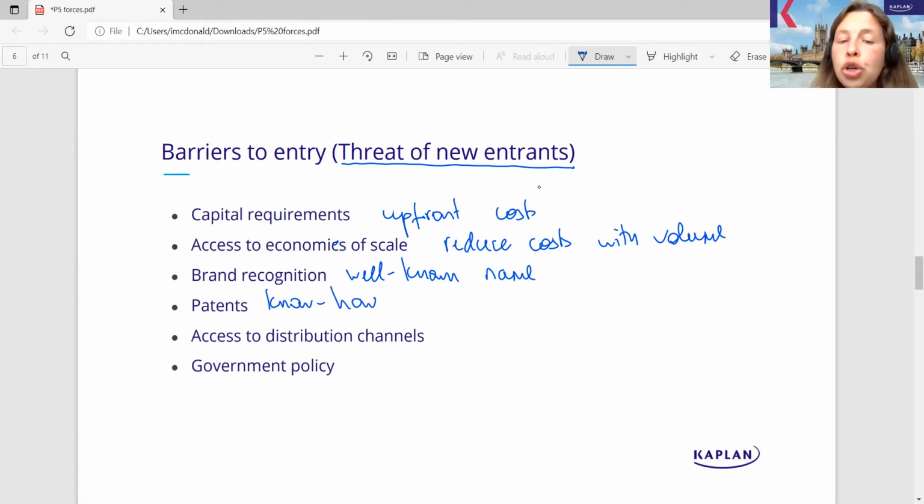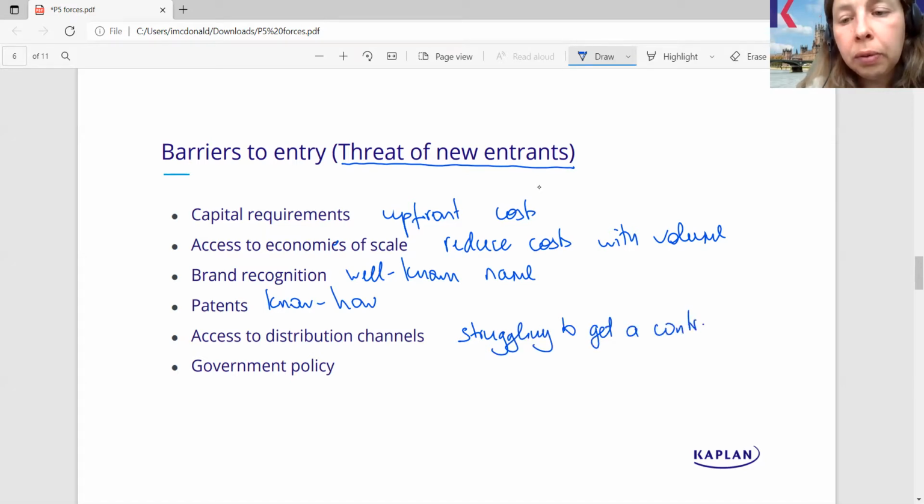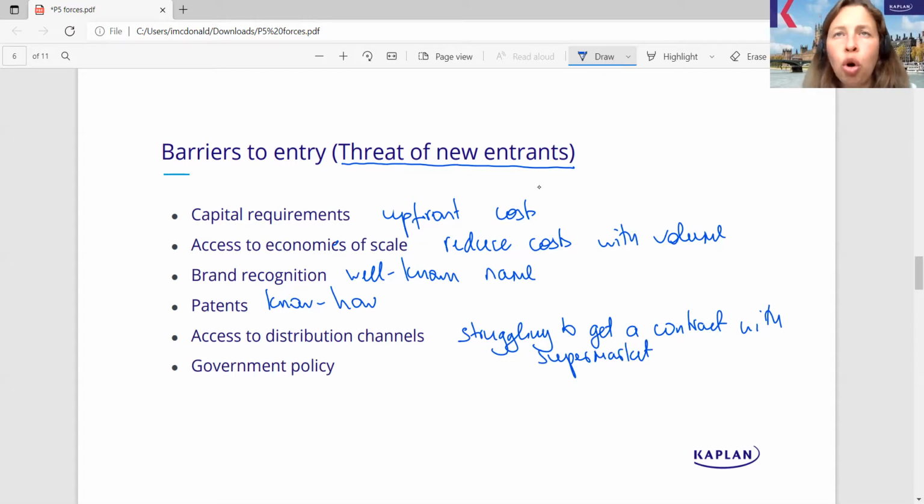Access to distribution channels could also present a barrier. For example, if I want to sell my products, but I'm struggling to get a contract with the supermarket, I may not have the ability to then sell the volume of products that I want on my own.